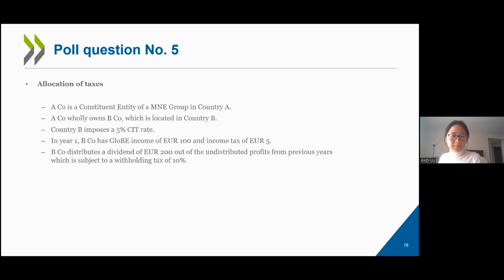BICO distributes a dividend of 200 euros out of the undistributed profits from previous years, which is subject to a withholding tax of 10%. And if we can launch the poll, the question is, what is the adjusted covered tax of BICO?